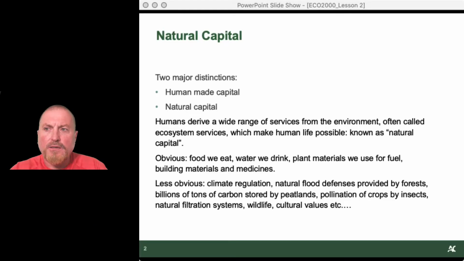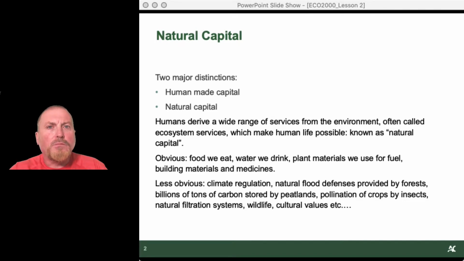And one of the primary concerns is, how do we take the environment more fully into account in a way that makes economic sense and is justified? Okay. But let's look at the concept of natural capital. Humans derive a wide range of services from the environment, often called ecosystem services, another key concept, which makes human life possible, and this is known more broadly as natural capital. So let me put up these slides here for you. Okay, so we're dealing with those two concepts, human-made capital and natural capital.